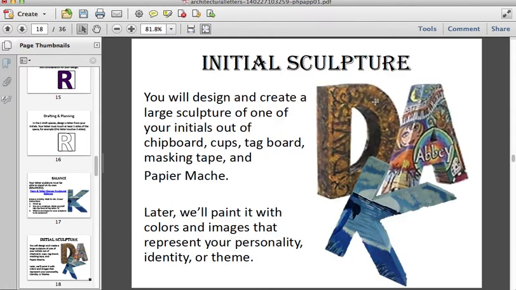You're going to design and create this sculpture with your initials on it. You'll also be using chipboard, cups, and masking tape, and at the end of the process, you are going to be wrapping the entire work in paper mache, which is a process of taking paper and using a pasty medium. In our case, we're going to be using flour and water, which will keep the paper wrapped tight around the chipboard, and it will dry solid and nice and hard. If you've ever seen a piñata, those things are made of paper mache as well.